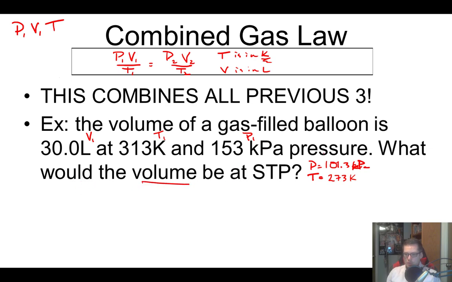All right, so it says what would the volume be? Let's go ahead and label this P2 and T2, because that's the second state. So the volume we're looking for is V2. Now we've got our six values labeled, and this is the one we're looking for, V2. So we're solving for V2.